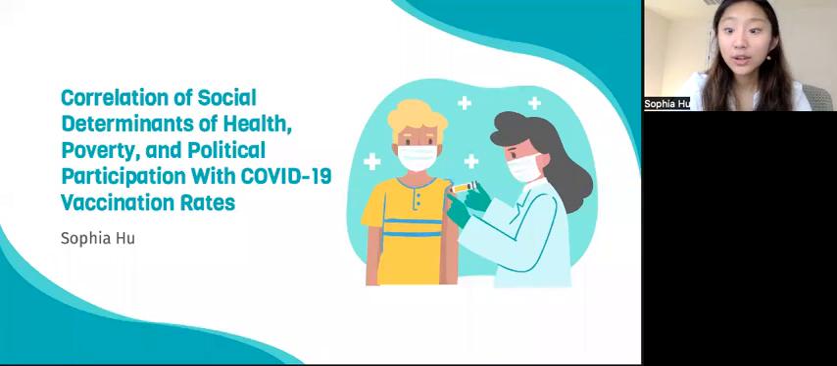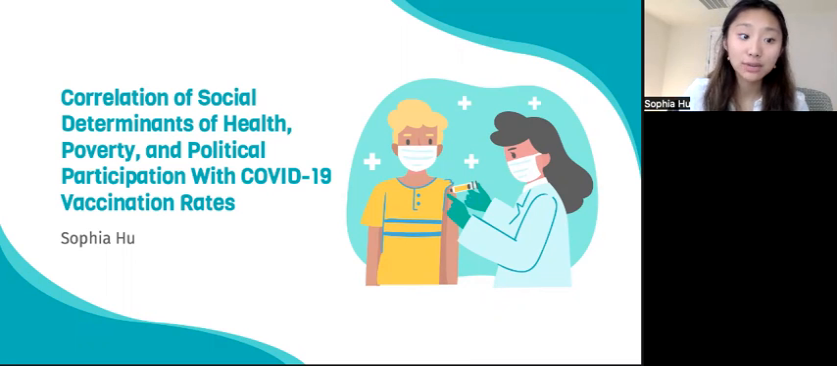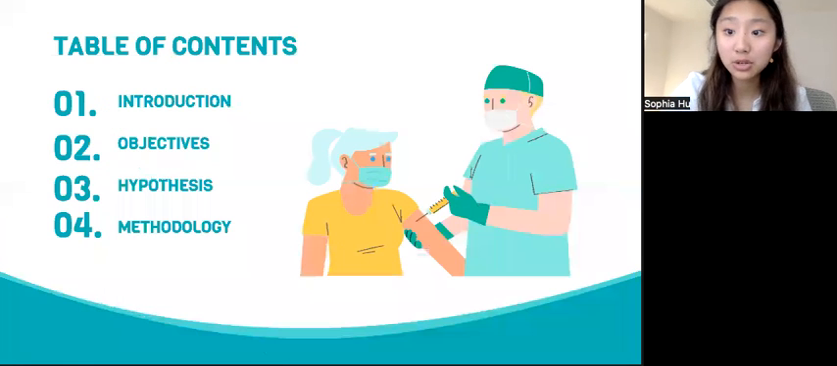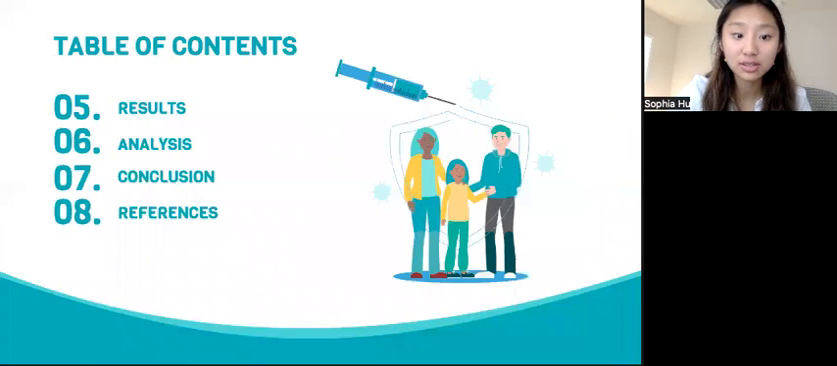Hi, my name is Sophia. I'm a junior at the Episcopal Academy in Newtown Square, Pennsylvania, and my study this year for the IYRC 2022 is the correlation of social determinants of health, poverty, and political participation with COVID-19 vaccination rates. So my presentation will have 8 components today: the introduction, objectives, hypothesis, methodology, results, analysis, conclusion, and references.